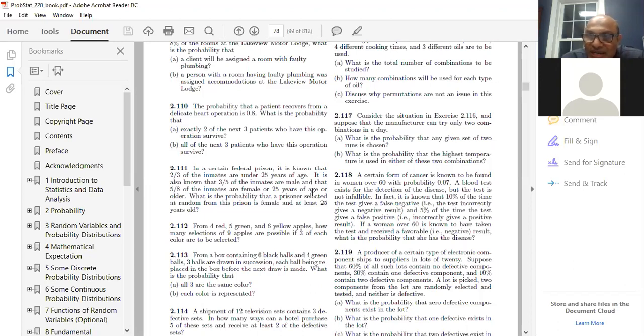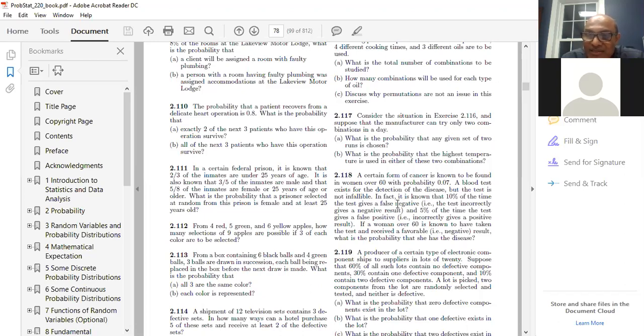In fact, it is known that 10% of the time the test gives the false negative. Test negative means the test incorrectly gives the negative result. And 5% of the time the test gives a false positive, right? First of all, try to understand this concept. 10% of the time the test gives a false negative. False negative, that means a negatively false result is given. That means the test incorrectly gives a negative result.